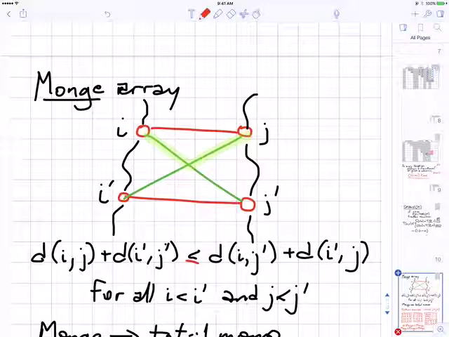Yes? Is the definition of Monge for any matrix or just square? Any matrix. It does not have to be square.